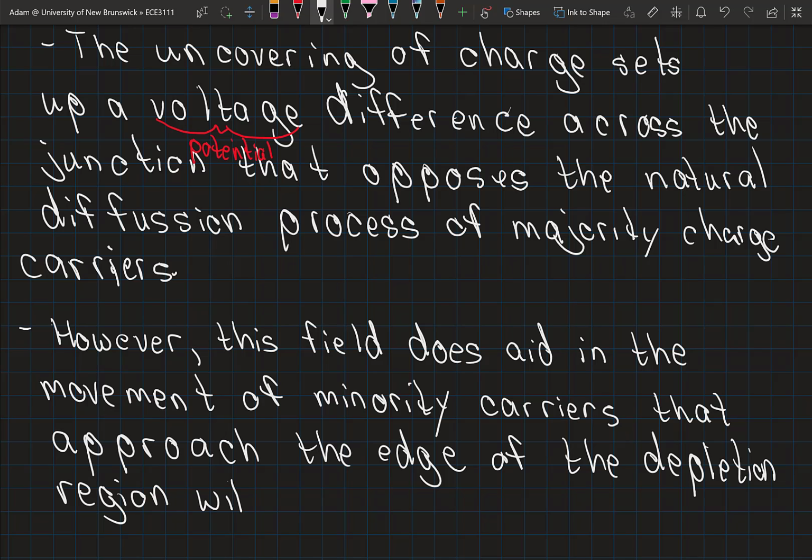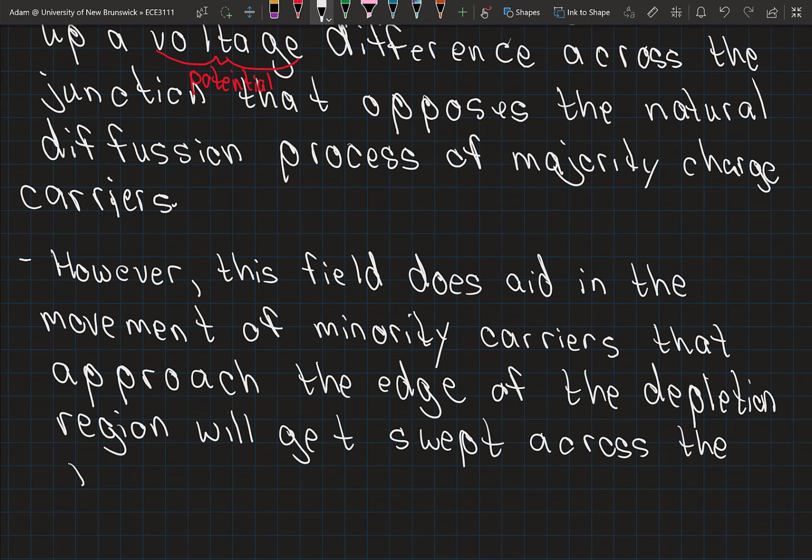And as a result of this electric field, those minority carriers will get swept across the junction. This movement of charge carriers is, of course, a form of current, and we will call this IS, which is our drift current.